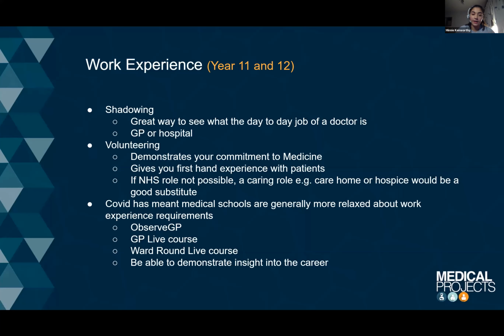And as I was saying, COVID has meant that they've been a bit more relaxed about what they're looking for in terms of work experience. One thing I found really good was Observe GP. A lot of them recommend it, where you can watch videos and see how a GP clinic works and write some reflections on that. They love reflections in medical school. Write down your thoughts, and maybe you can use that in your personal statements. And there are some courses at Medical Projects. I don't know if Mark, you wanted to mention those.